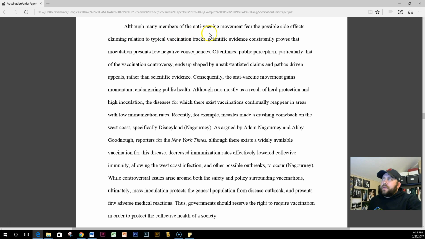Although many members of the anti-vaccine movement fear the possible side effects claiming relation to typical vaccination tracks, scientific evidence consistently proves that inoculation presents few negative consequences. Great. So it establishes essentially the thesis, but not by stating the thesis, right? And it doesn't talk about how governments must mandate this. It's just saying arguments to the contrary about vaccines are unfounded, scientifically. And I've showed that hopefully through the whole paper.